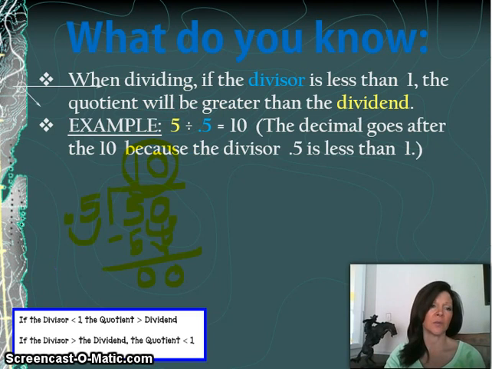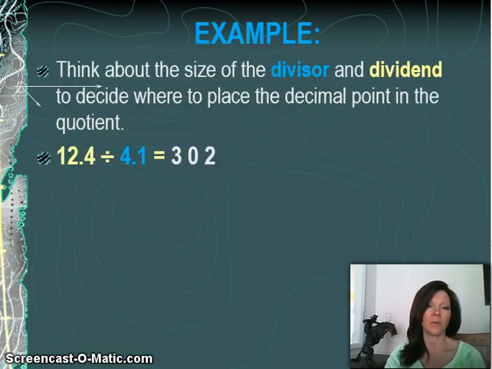All right, let's do some practice and see what you know. These are going to be examples like what you're going to see on your practice problems today. So let's look at these together. Think about the size of the divisor and the dividend. Your divisor is 4 1/10. Your dividend is 12 4/10. And think about where your decimal point is going to be.